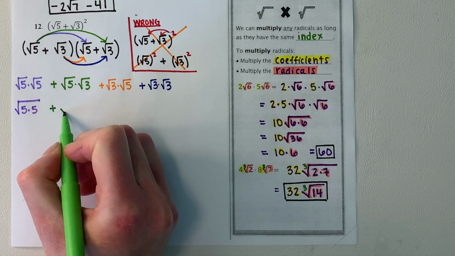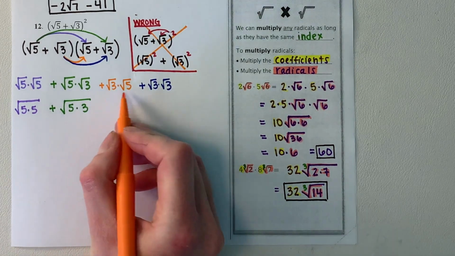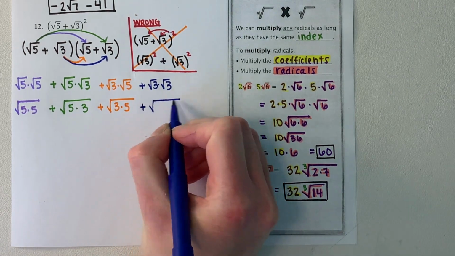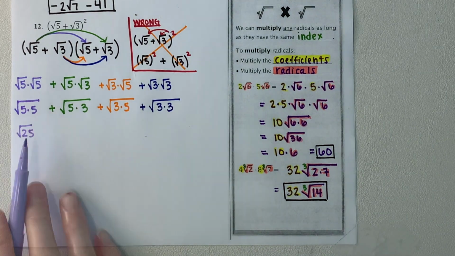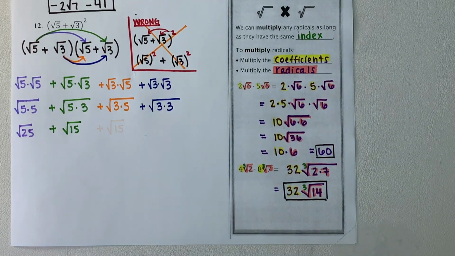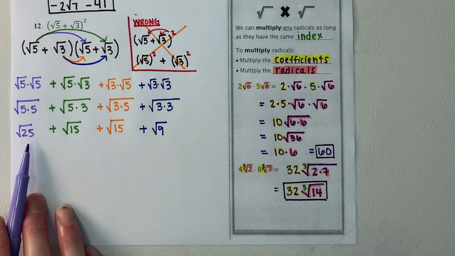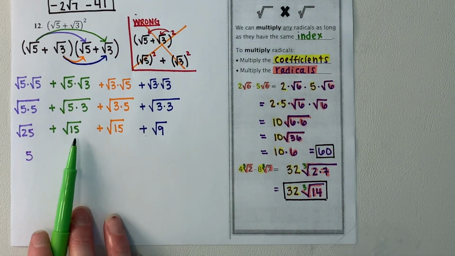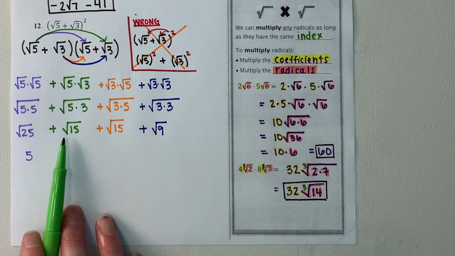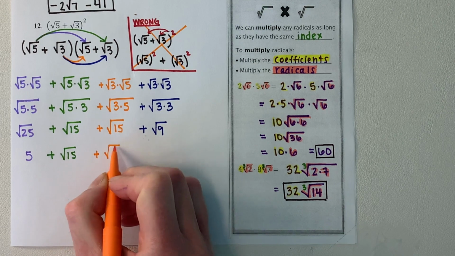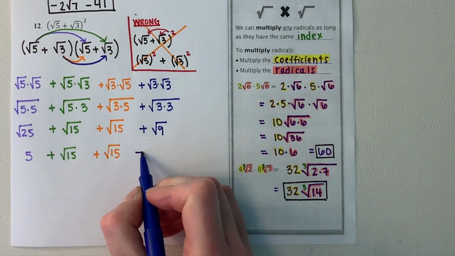This can be rewritten as the square root of 5 times 3. This can be rewritten as the square root of 3 times 5. And this can be rewritten as the square root of 3 times 3. This will simplify to the square root of 25. This will simplify to the square root of 15. This will also simplify to the square root of 15. And this will simplify to the square root of 9. Now 25 is a perfect square, so the square root of 25 simplifies to 5. 15 is not a perfect square, and there's no perfect squares that multiply evenly into 15. So this radical cannot be simplified. We'll just carry it down. And we'll carry down this square root of 15 as well. And the square root of 9 simplifies to a positive 3.